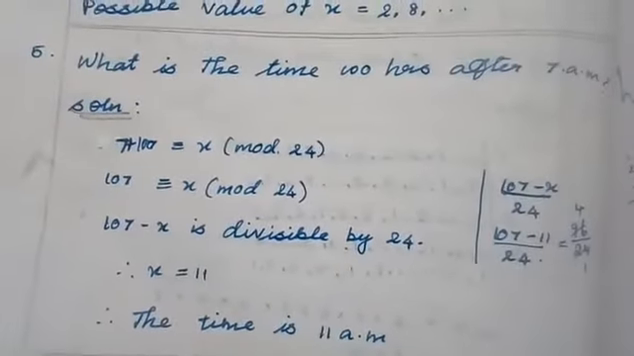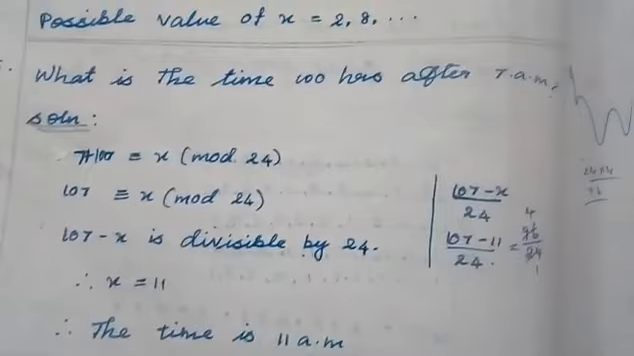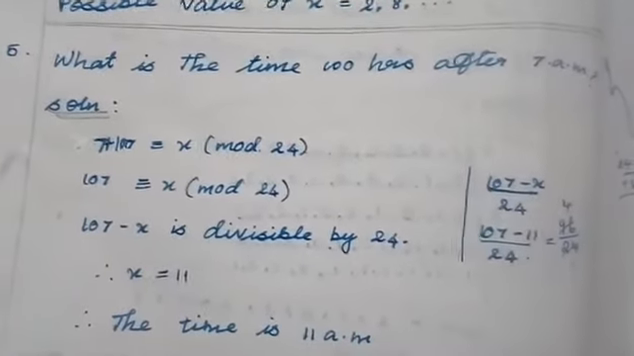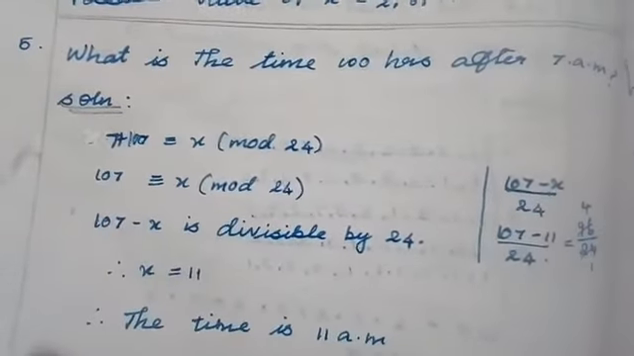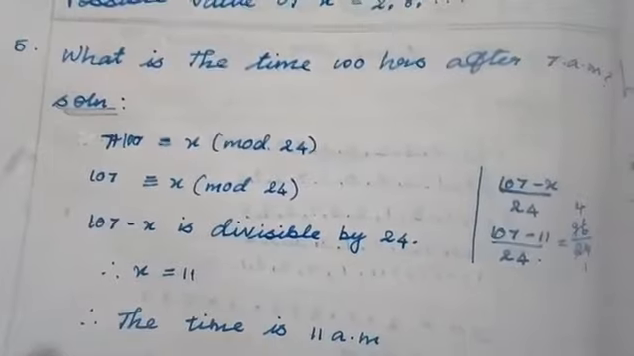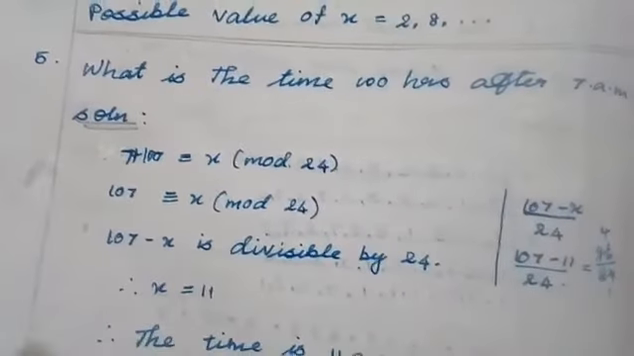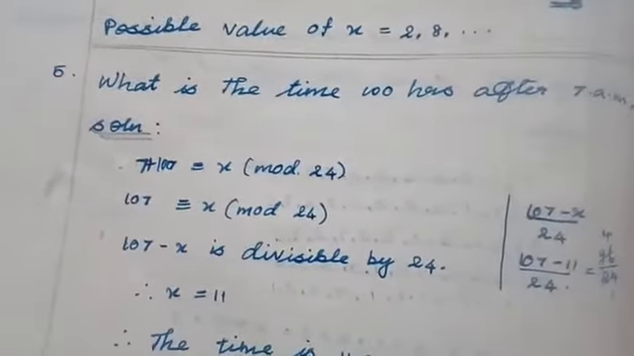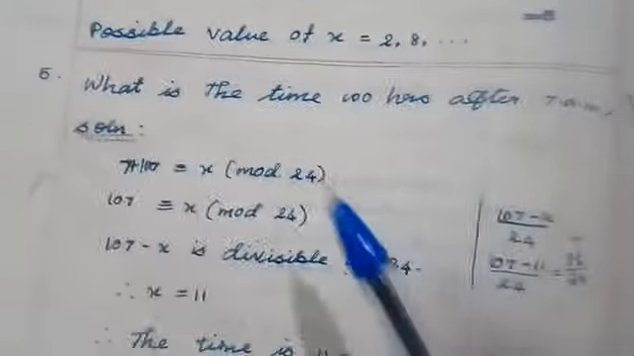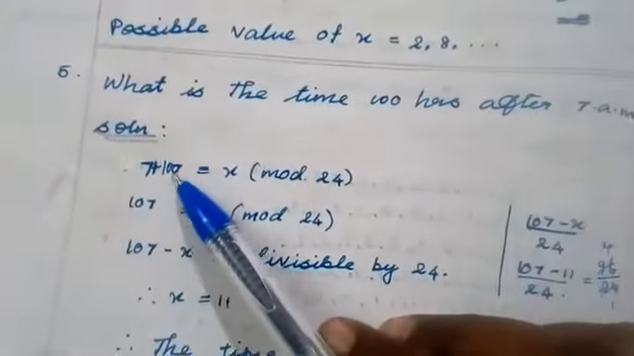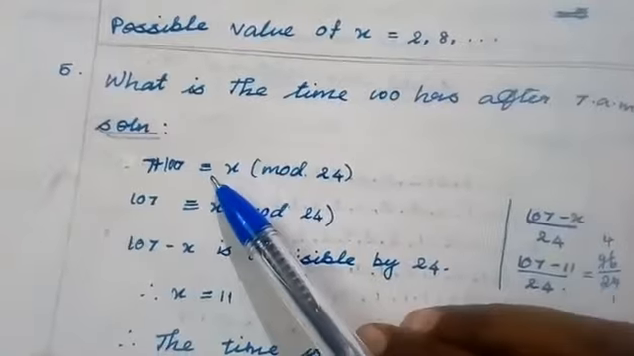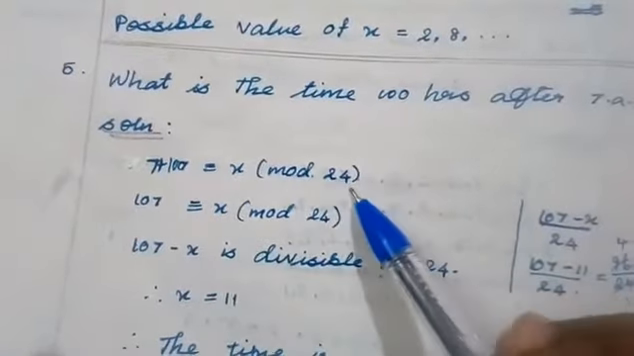In this question, what is the time 100 hours after 7 a.m.? When the problem says after, we have to use addition. Before means we have to use subtraction. Here it is after 7 a.m., the time 100 hours after 7 a.m., so 7 plus 100 is congruent to x modulo 24.